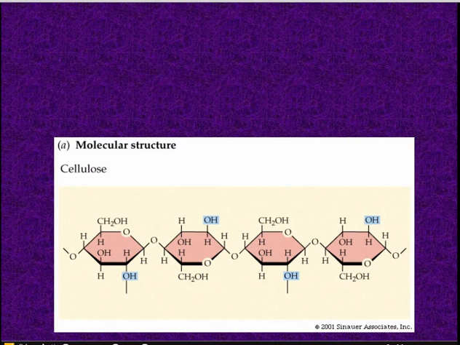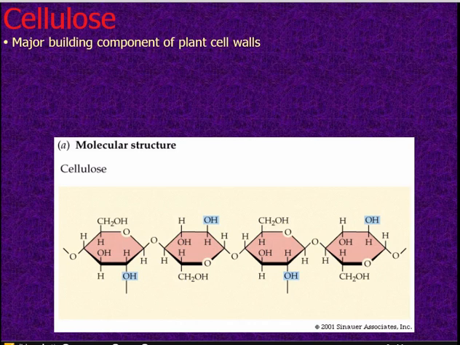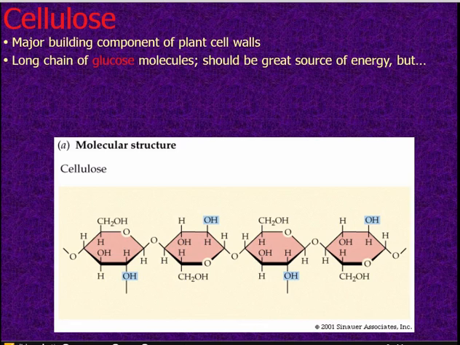Okay, like starch, cellulose is a polysaccharide. It's several glucose molecules put together. The primary difference between the structure, however, if you look carefully at the glucose molecules that have been put together to make cellulose, every other one is flipped upside down. It's a slightly different structure, and that is really important. Cellulose is the major building component of plant cell walls. It is a long chain of glucose molecules, so it should be a great source of energy.